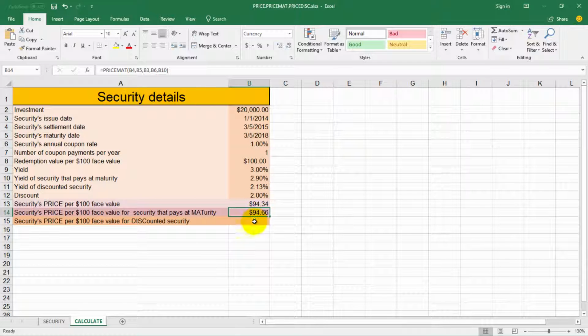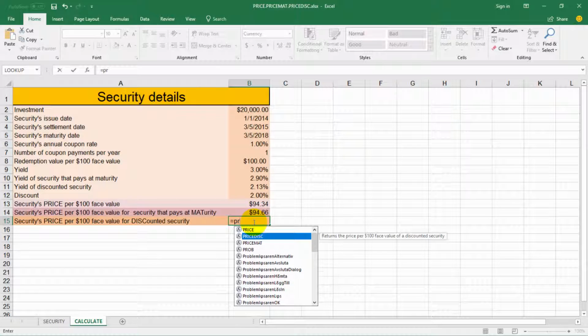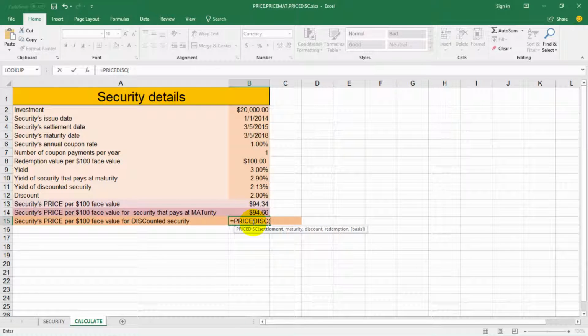Lastly, we will find out what the price per $100 of face value is if the security is a discounted one. We type in cell B15 the function, which is PRICEDISC for discounted price, the settlement date, the maturity date, followed by the discount rate in cell B12, and the redemption value per $100 of face value. Close the parenthesis and we click on Enter.